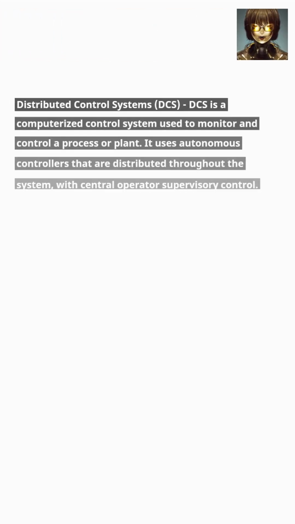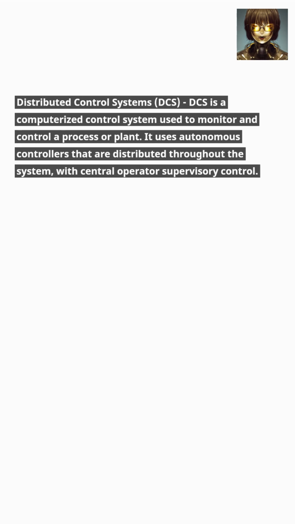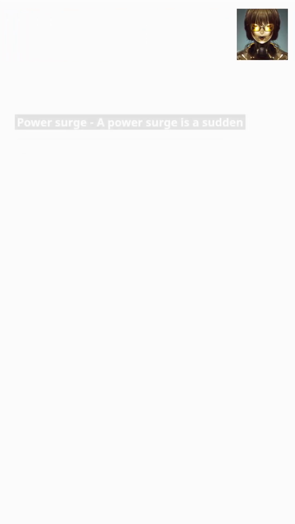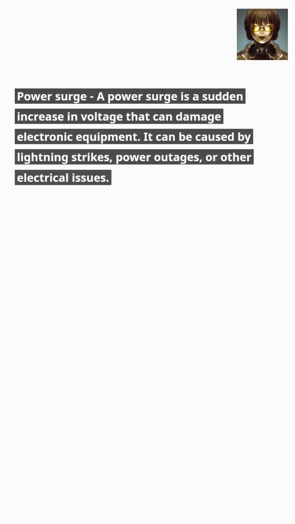Distributed Control Systems, DCS. DCS is a computerized control system used to monitor and control a process or plant. It uses autonomous controllers that are distributed throughout the system, with central operator supervisory control. Power surge. A power surge is a sudden increase in voltage that can damage electronic equipment. It can be caused by lightning strikes, power outages, or other electrical issues.